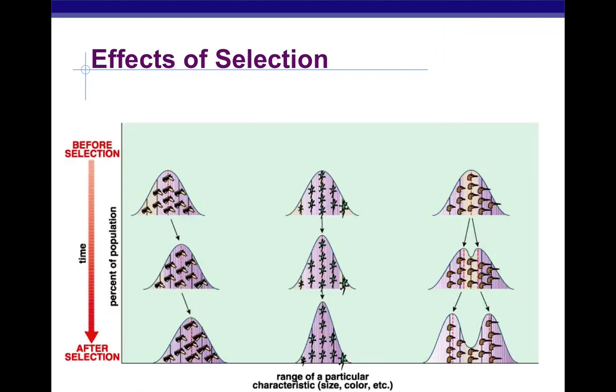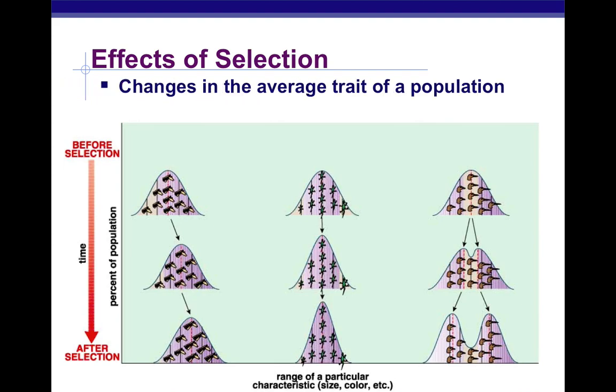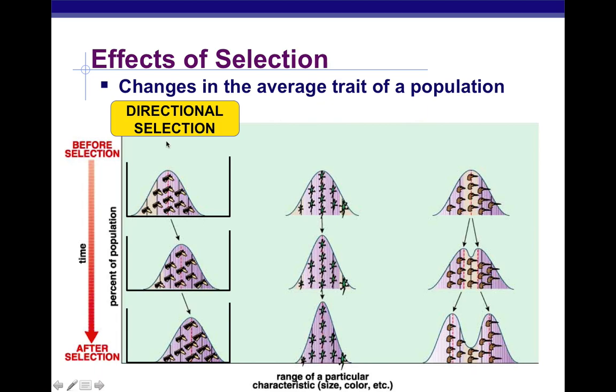All right, the last thing on selection, and I'm going to quit because I'm running out of battery, is the directions that this selection takes the population. So what I mean by that is the first one, and you guys definitely need to know this. You should be able to recognize these different graphs. The first one is called directional selection.